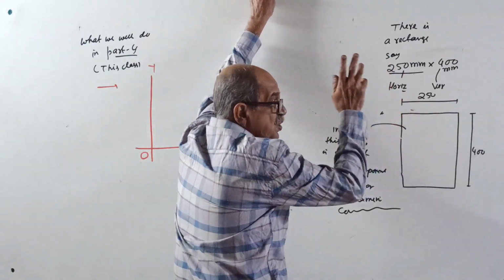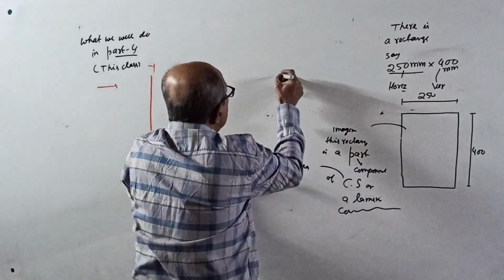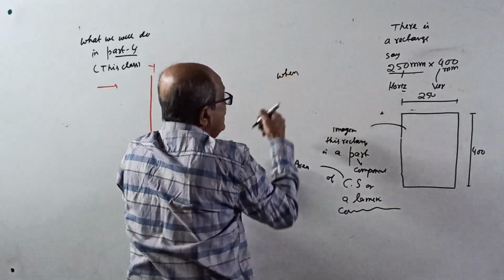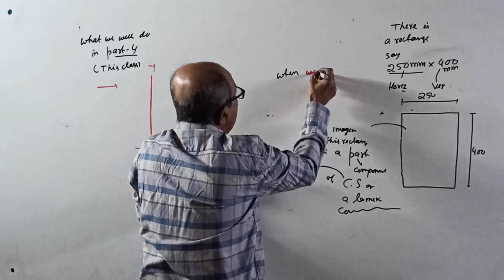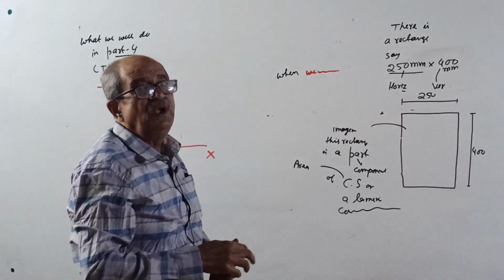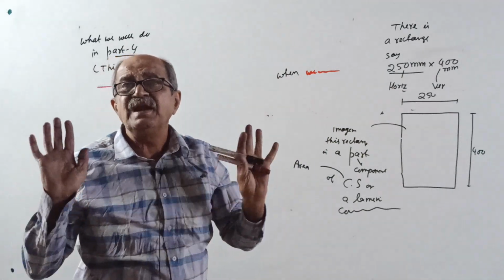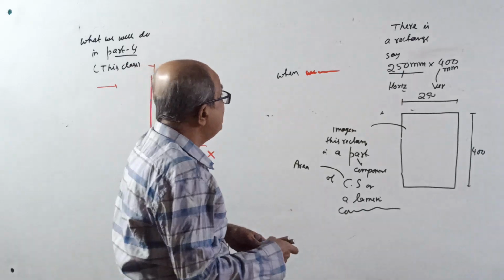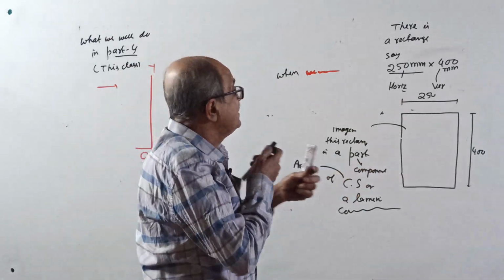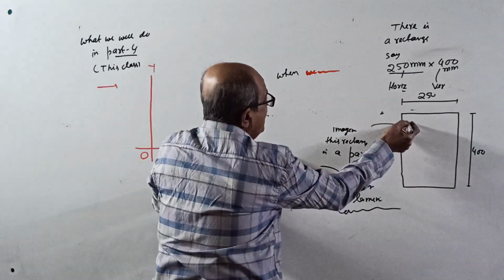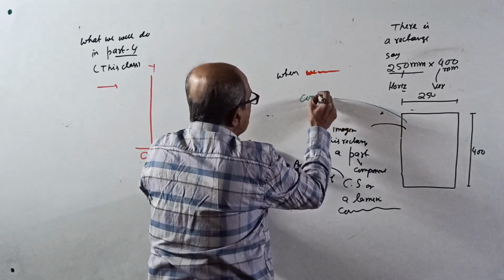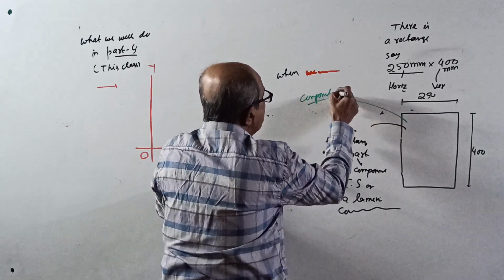Now, when we find moment of inertia, what we do is consider each part separately. Therefore, at that time, this part will be a component or part. See, that is green color today.